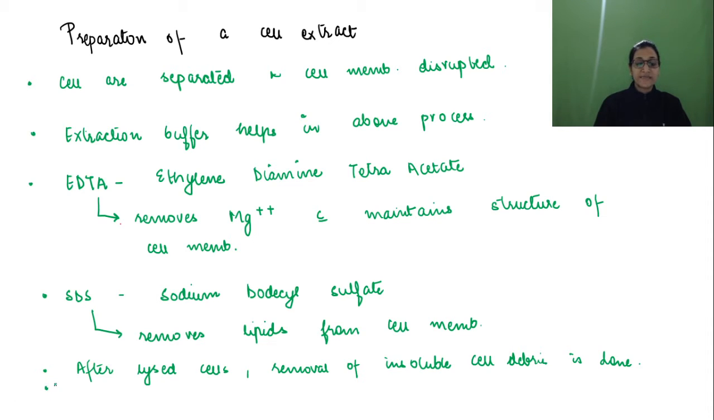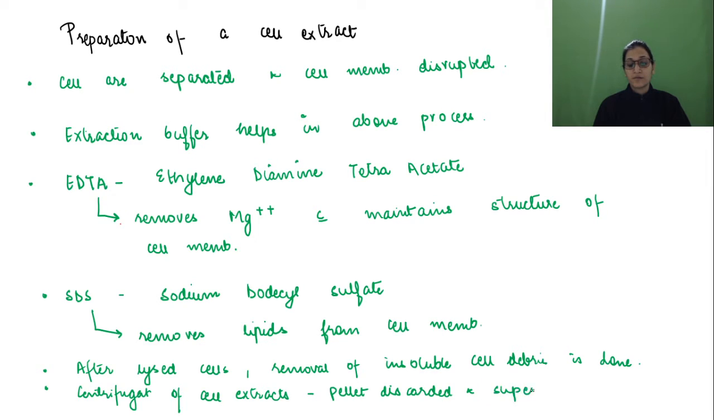So next is centrifugation of cell extract, pellet discarded and supernatant kept. This will be done in the preparation of a cell extract.